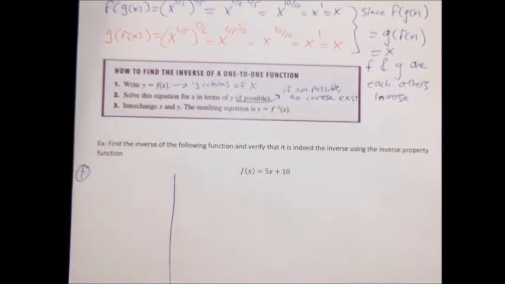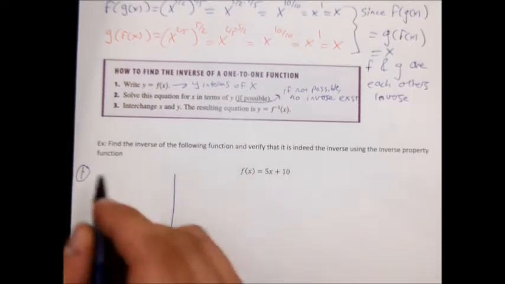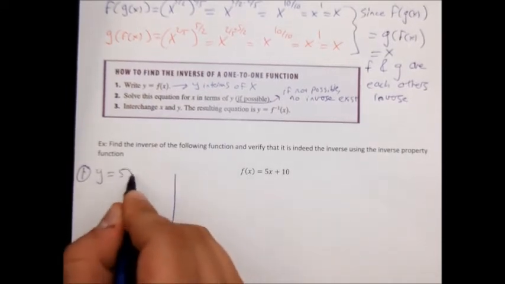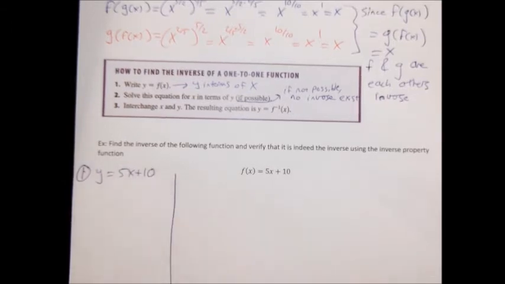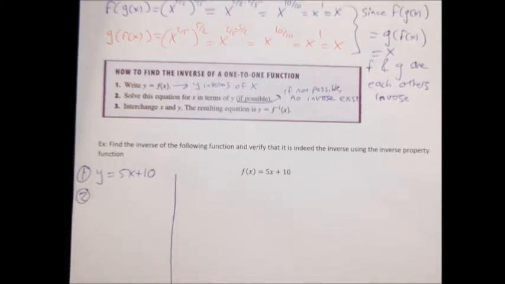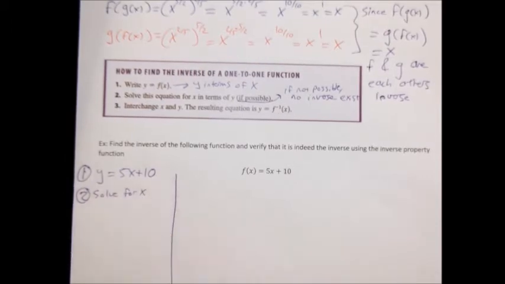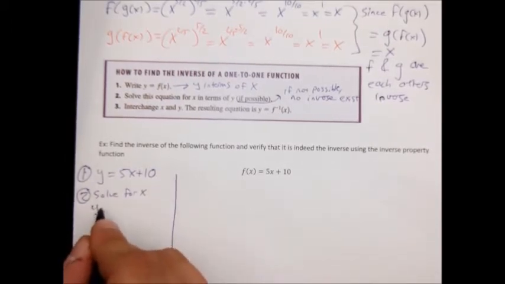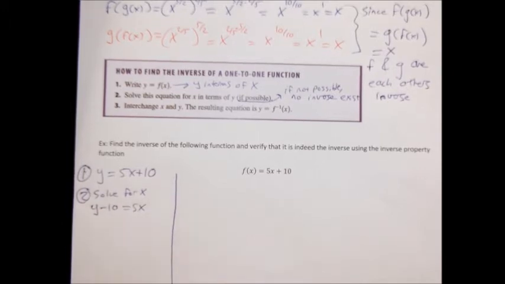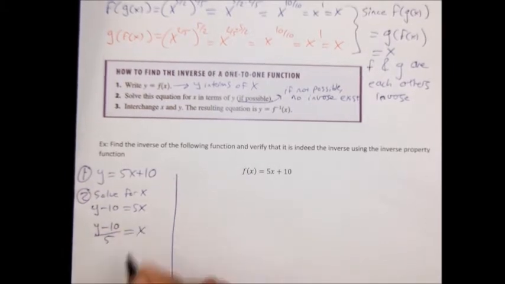So the first step is to write y equals your function. Our function is 5x plus 10. So we have y equals 5x plus 10. Step 2 says solve for x. And so let's get x by itself. I'm going to subtract the 10 over to the other side first. And then I'm going to divide by 5. And we solve for x.